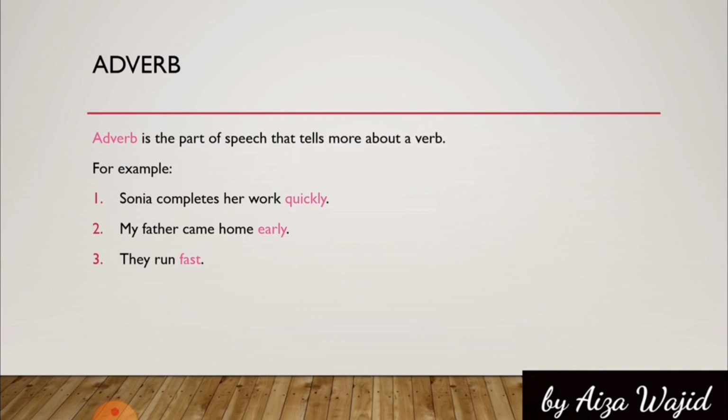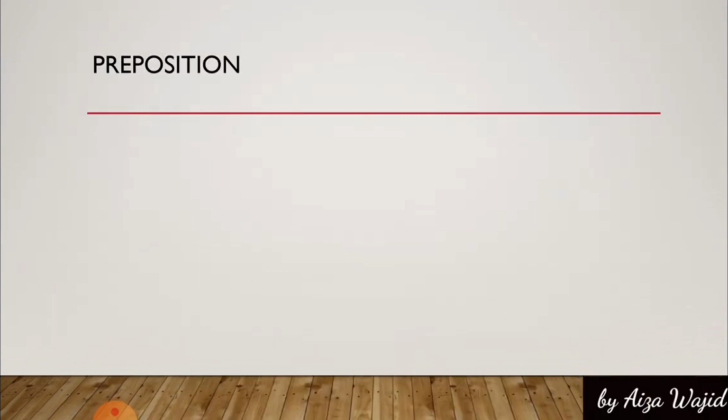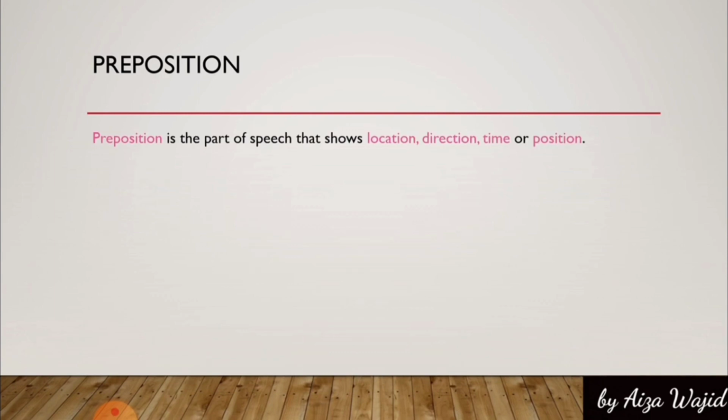The next topic we have is preposition. Preposition, as its name shows, shows the position, it shows the time, it can show the dimension of anything. The word which shows time, dimension, direction, position is known as preposition. Preposition is the part of speech that shows location, direction, time, or position. For example, we went to restaurant on Monday. Where did you go? To restaurant. When? On Monday. Okay, so to and on are prepositions here.